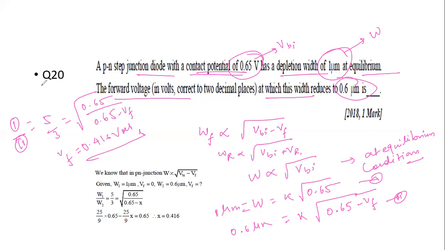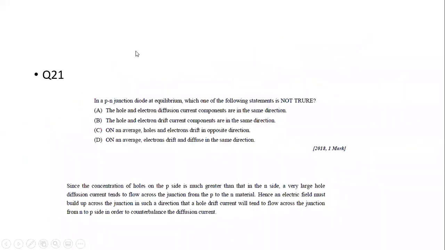Now I'm going to discuss the next question. In a PN junction diode at equilibrium, which one of the following statements is not true? First, the hole and electron diffusion current components are in the same directions. I have already discussed this PN junction diode.